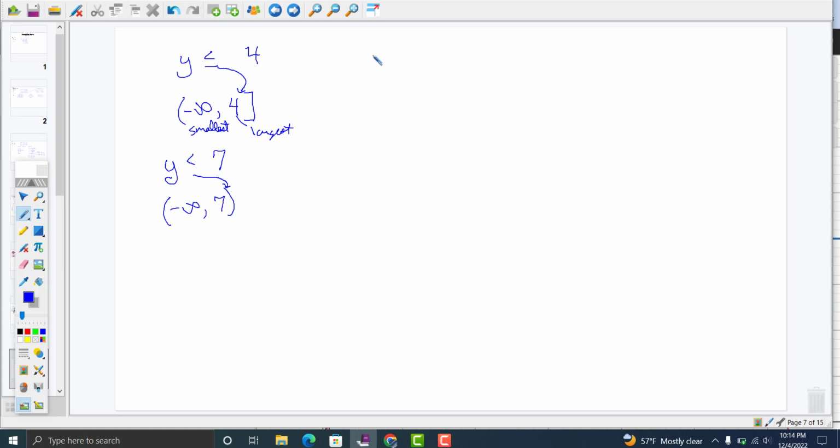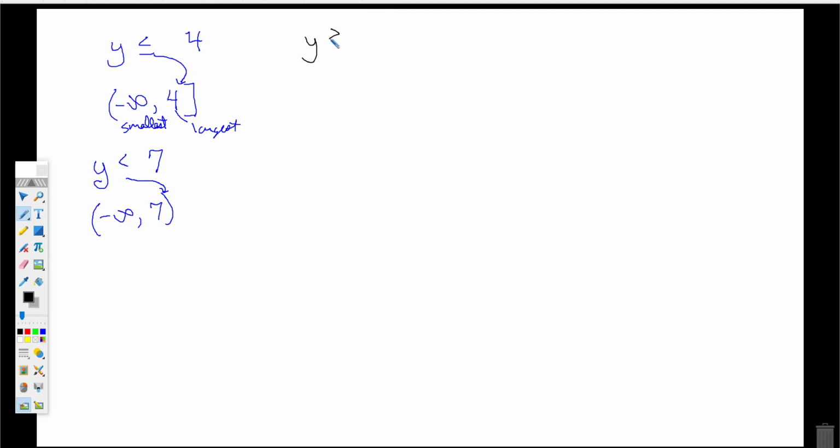So let's do it reversed. Let's talk about what happens whenever we have y is greater than or equal to, let's take the same number, 4. So that means my smallest number is now 4, and I'm going all the way up to positive infinity. Infinities are always going to have a parenthesis. Or, if I said I was greater than 15, that means I start at 15, but because I'm just greater, it's a parenthesis all the way up to positive infinity.